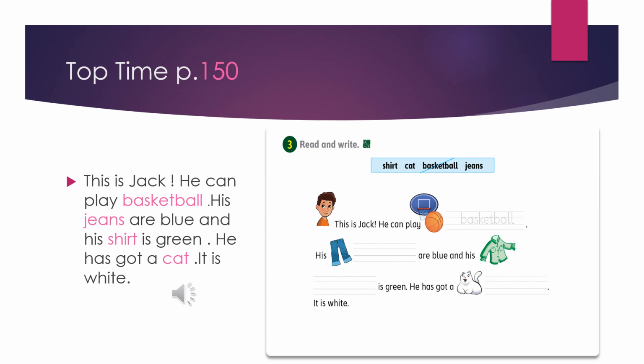This is Jack. He can play basketball. His jeans are blue and his shirt is green. He has got a cat. It is white.